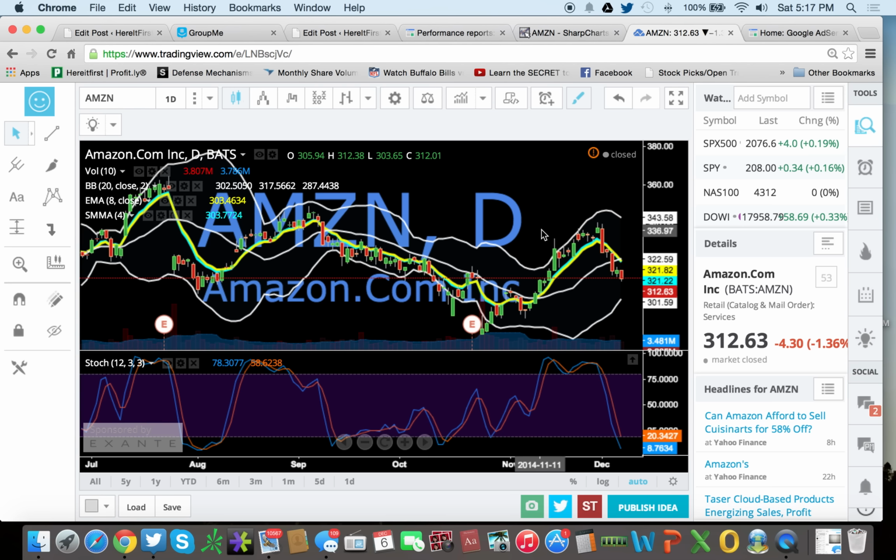Bollinger Bands default. The 8-day exponential moving average. This is the most important indicator there is. This is called a T-line, trend line. So basically, it shows me breakouts in either direction, bearish or bullish trends.